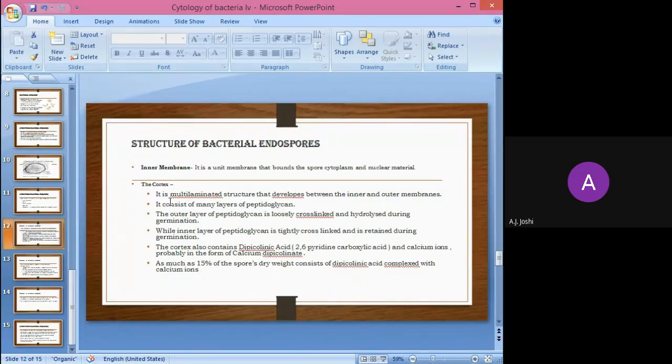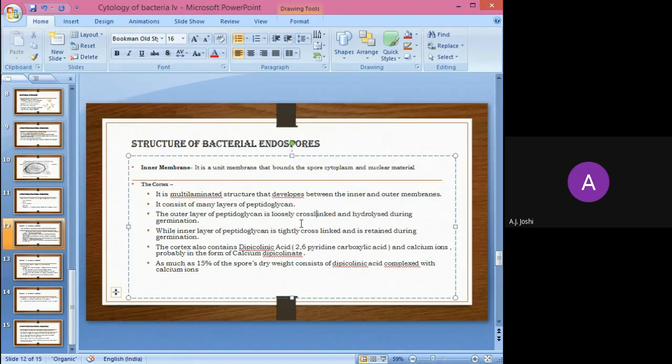Now we will see. The outer layer of peptidoglycan is loosely cross-linked and hydrolyzed during germination. So it is loosely cross-linked. If we compare the inner layer of peptidoglycan with the outer layer, the outer layer of peptidoglycan is loosely cross-linked, the inner layer of peptidoglycan is tightly cross-linked. So as we go from outside to inside, the cross-linking becomes tighter. Another thing is that this outer layer of peptidoglycan is hydrolyzed during germination.